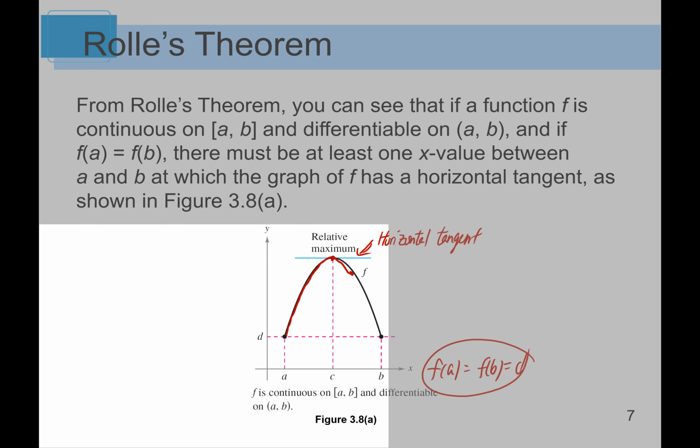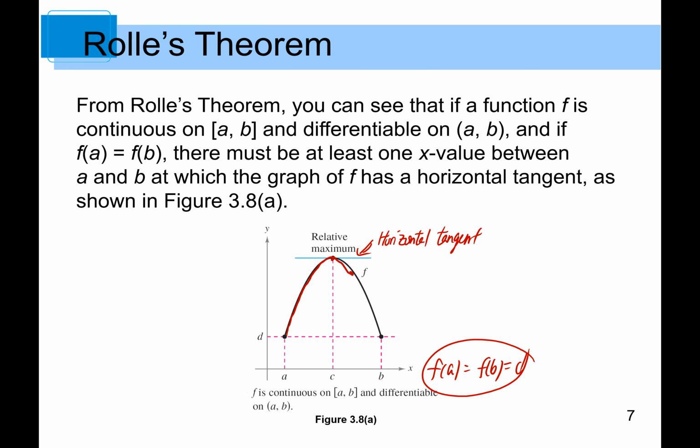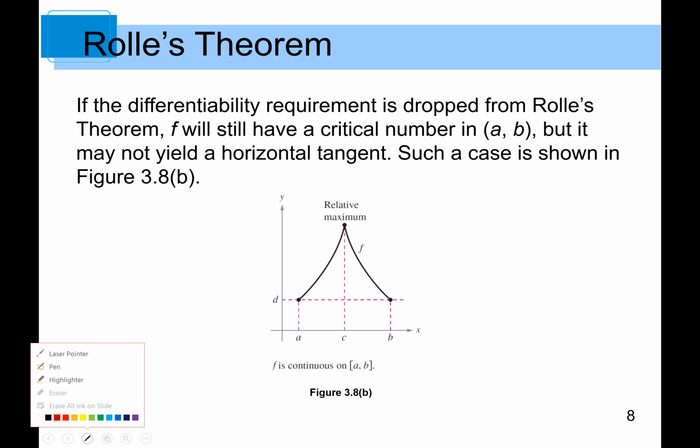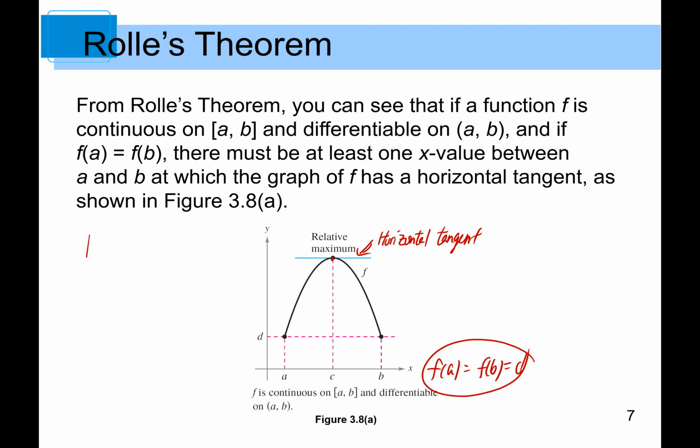So that's why we know that a horizontal tangent occurs, and the horizontal tangent in this case is at a relative maximum, because it's concave downward. And I could give you another example.